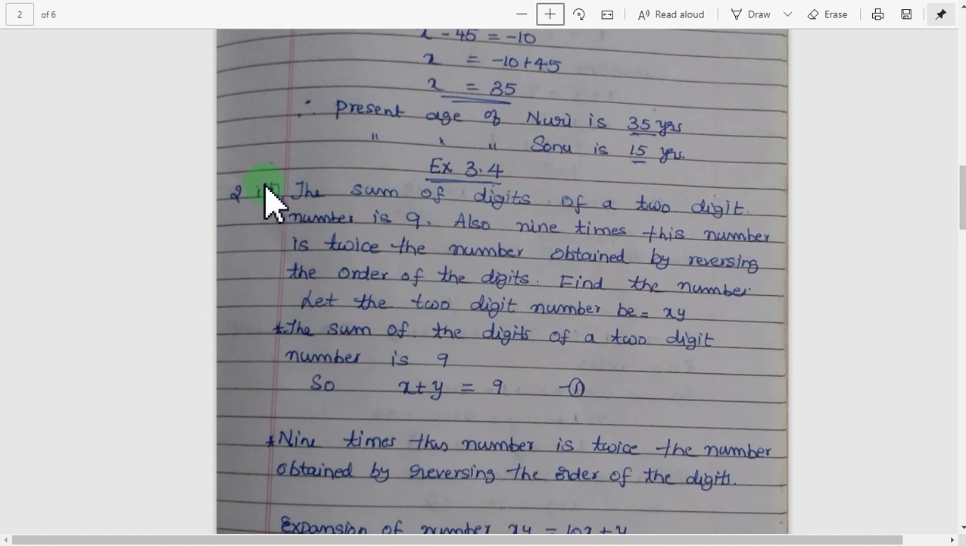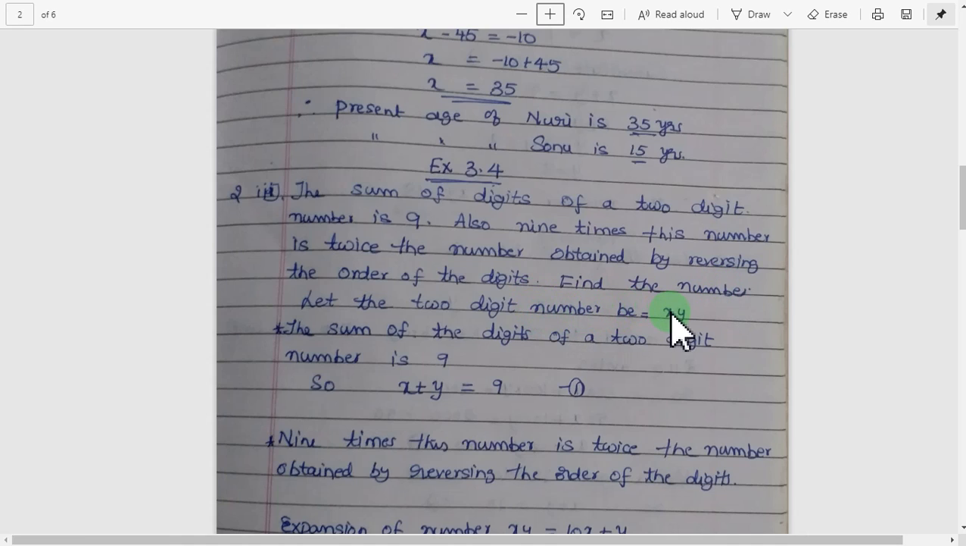Next, exercise 3.4, third question. The sum of the digits of a two-digit number is 9. Also, 9 times this number is twice the number obtained by reversing the order of the digits. Find the numbers. First of all, find the number. So we will take the two-digit number.